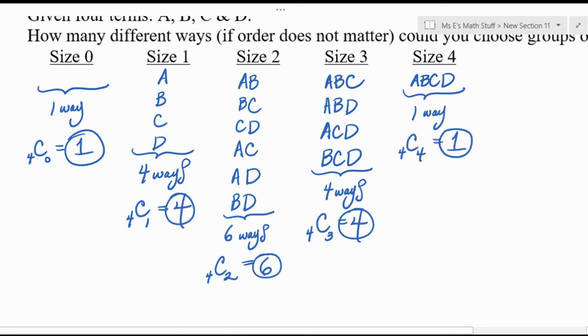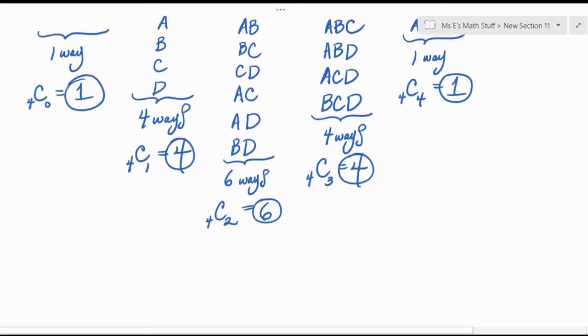And hopefully at this point, you're comfortable with what I mean: the first subscript number is the size of the whole group. The second subscript number is the size of the subset that you were choosing. And the number that you get for the answer is the number of different ways that you could choose groups of that size.